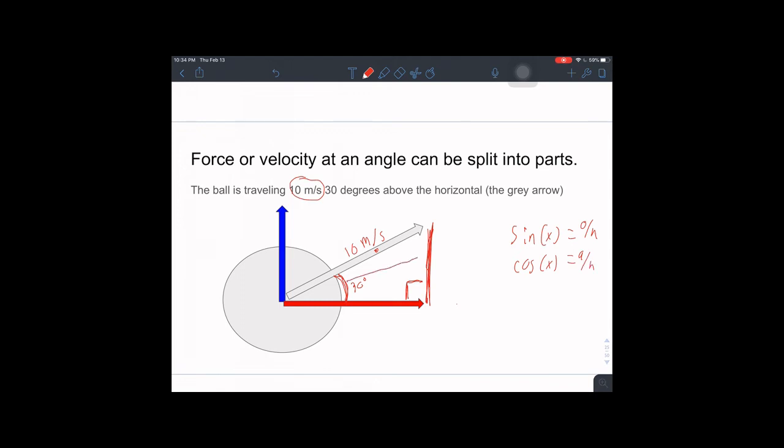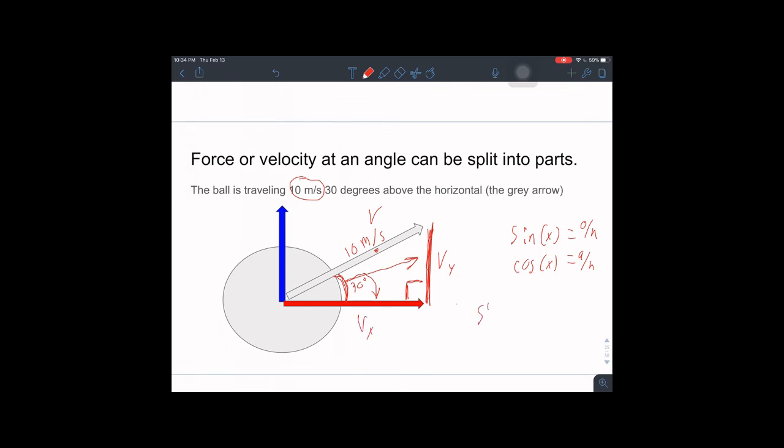The opposite of this side refers to the y component. Remember, this is up and down, y-axis. The adjacent of this angle refers to the bottom side, the x component. So if this is overall velocity, this is velocity in the y direction and velocity in the x direction.